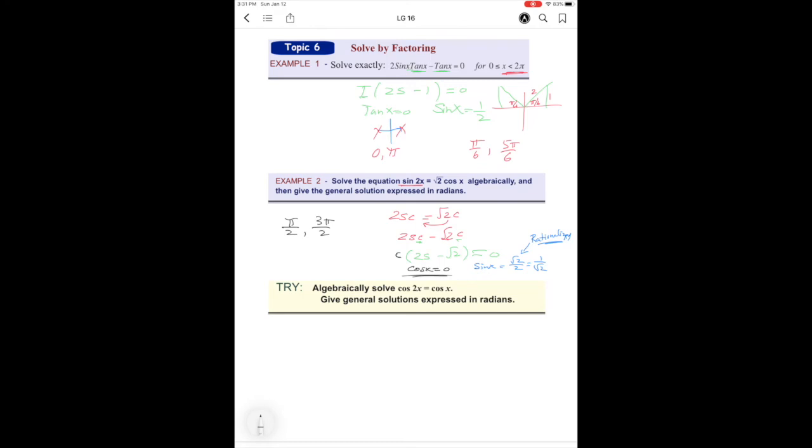And this guy, it's in these two quadrants, sine positive. And we know the angle is pi over 4 and pi over 4. So it's pi over 4, and then pi subtract pi over 4, which is 3 pi over 4. And then general, just take all that and add 2 pi n, n an integer. That gives you the general.